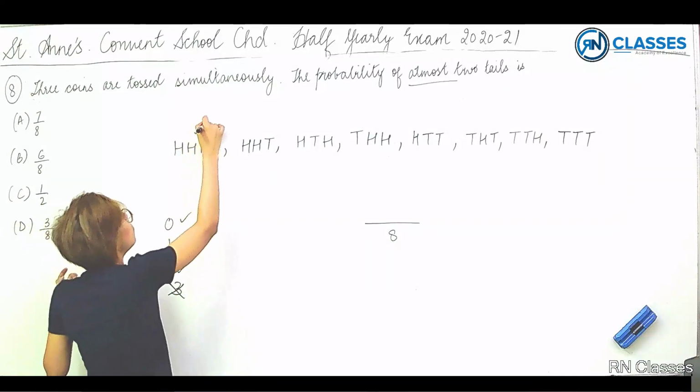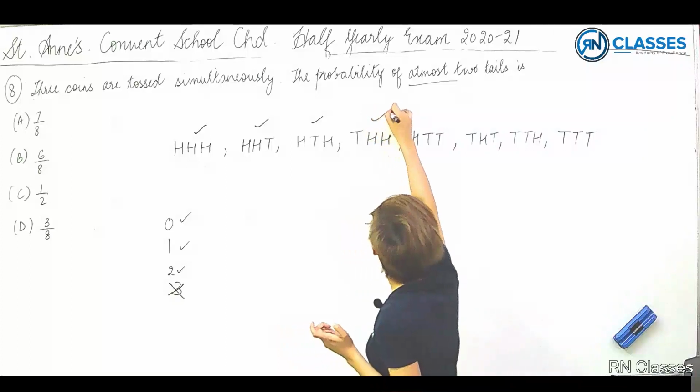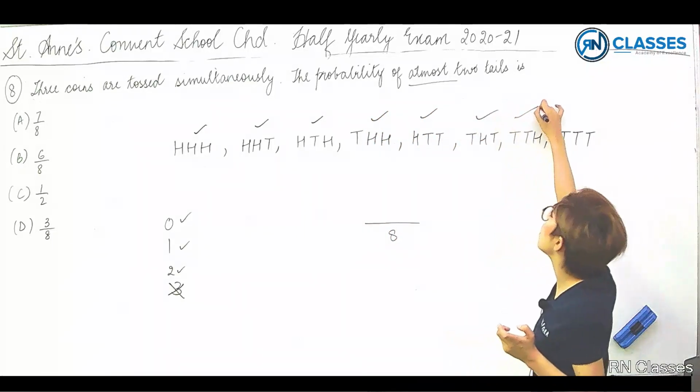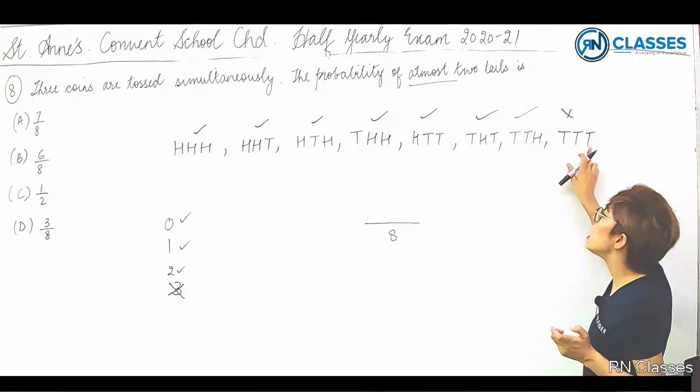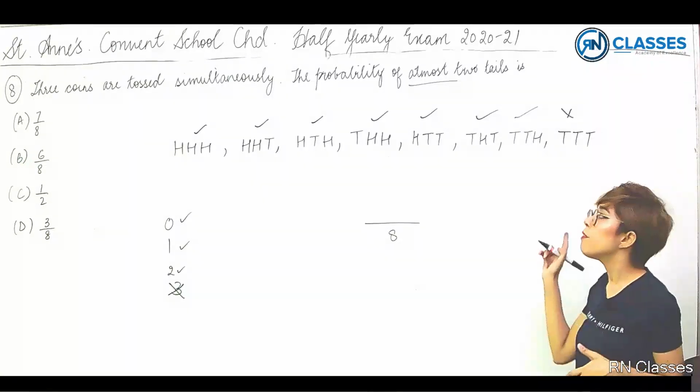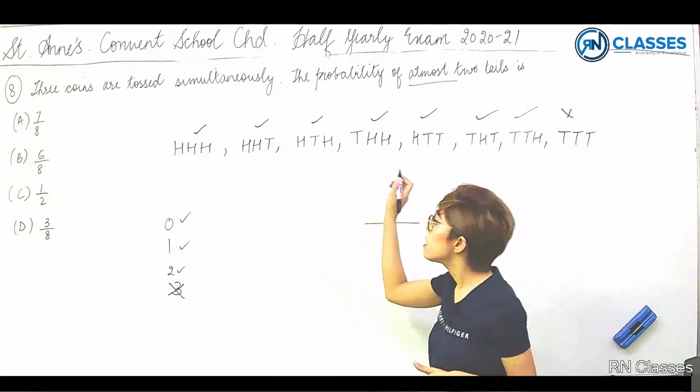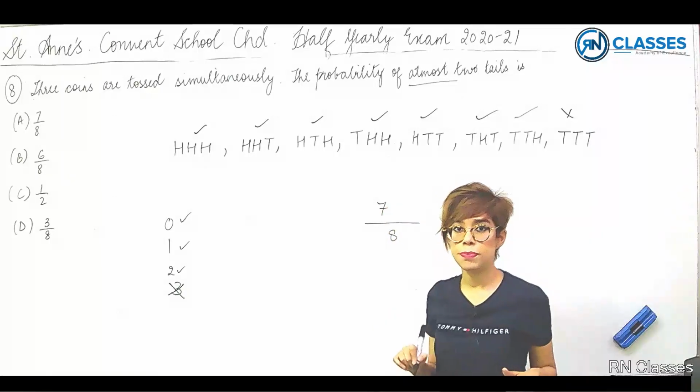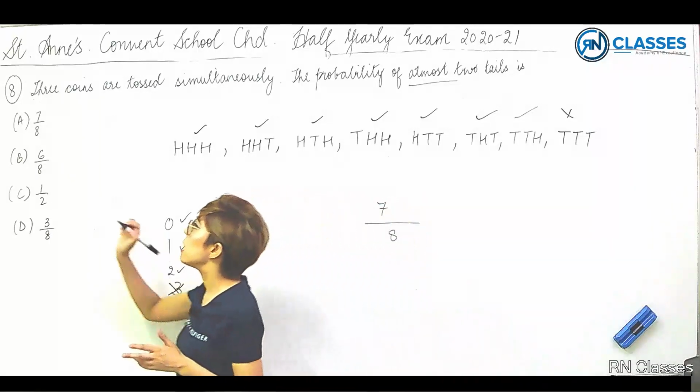So obviously this one, this one, this one, this one, this one, this one, this one, but not this one because 3 tails are occurring. So how many favorable outcomes? These are 7 in number. Right? So 7 by 8 is the answer.